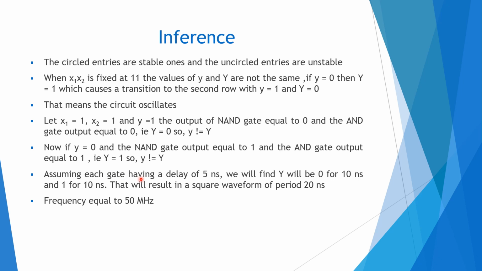Assume each gate has a delay of 5 nanoseconds. We will find capital Y will be 0 for 10 nanoseconds and 1 for 10 nanoseconds. That will result in a square wave of period 20 nanoseconds. That means the circuit produces a square waveform when x1 and x2 are both equal to 1, and the frequency is 50 megahertz. So if we want a circuit to oscillate, we can design it like this, and if it is not required, then that is an unstable circuit.